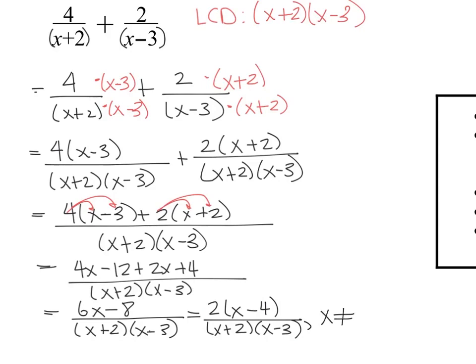So starting up at the top, we have x can't equal negative 2 and x can't equal 3. And keep on going to make sure we haven't missed anything. Negative 2 and 3. 3 and negative 2, and they're all going to continue that way, so we are done.